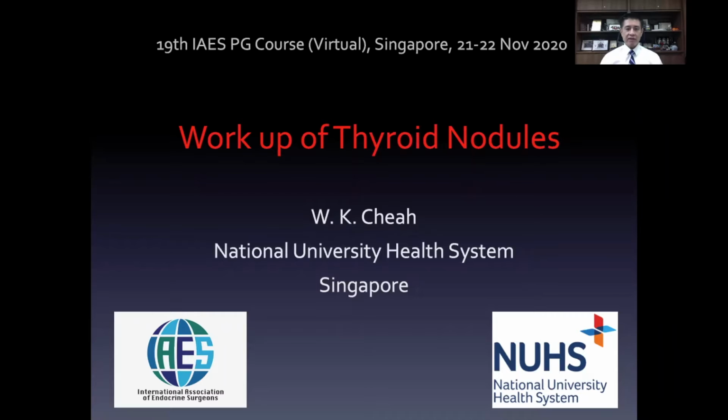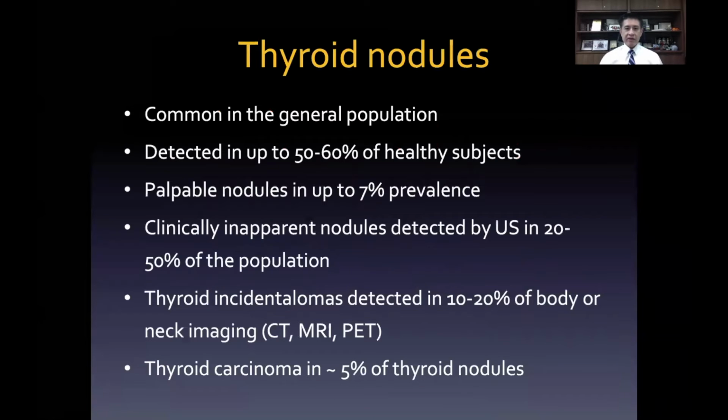My talk is on the workup of thyroid nodules. Thyroid nodules are very common in the general population and are detected in up to 50 to 60% of healthy subjects. Palpable nodules in up to 7% and non-palpable nodules detected by ultrasound in 20 to 50% of the population.